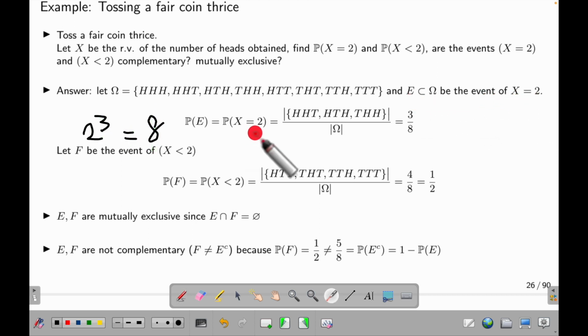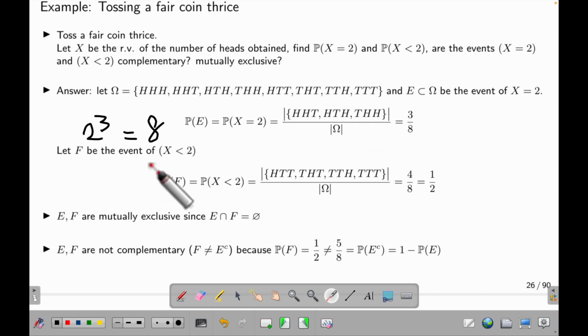What does x equal to 2 mean? x denotes the number of heads we obtain. So this is the same as asking what's the probability we get 2 heads. Then we look at the set E within omega, and how many outcomes fulfill this condition. Well, it will be these 3: HHT, HTH, and THH. So the cardinality is 3. How many elements in the sample space? 8. So the chance of getting 2 heads will be 3/8.